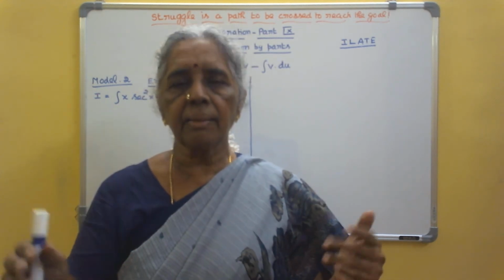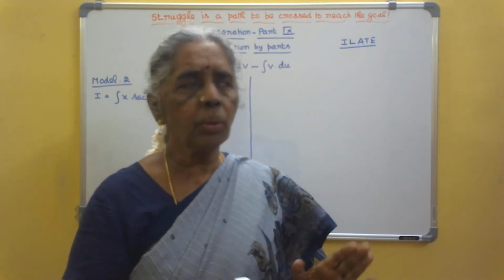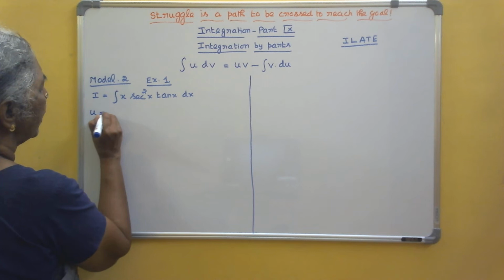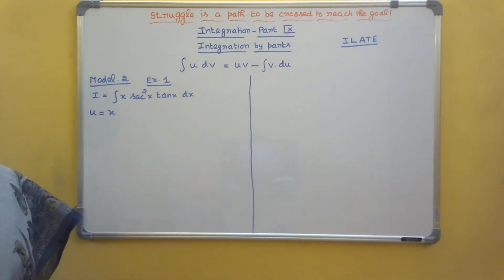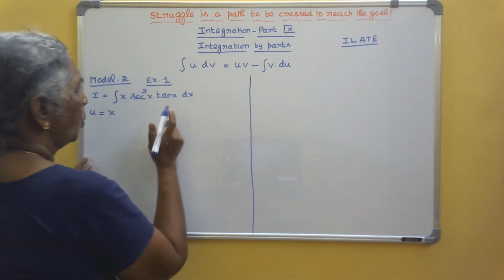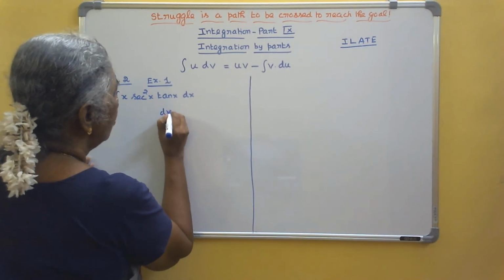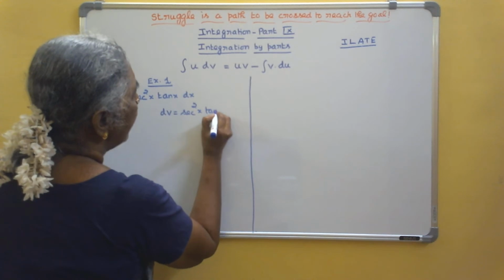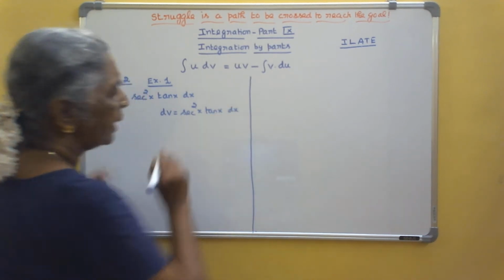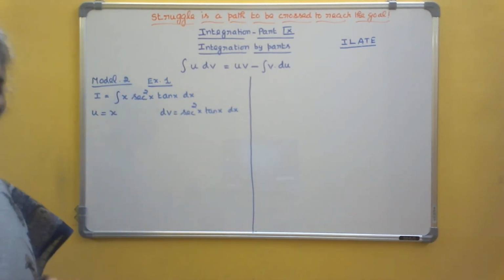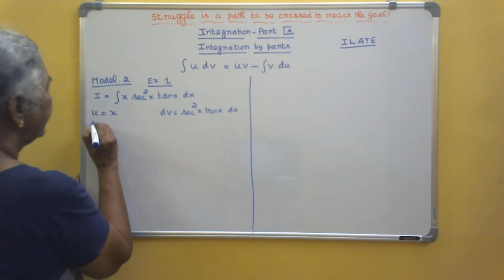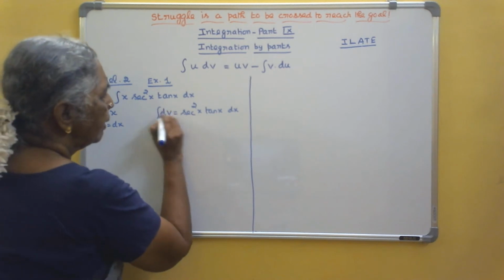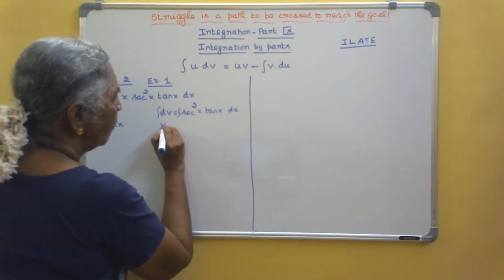That is the integral v du part, okay? So here, for this sum, you are going to take your u as the x, right? Then this total thing is your dv. So the dv is secant squared x tan x dx, right? Now, as usual, differentiate this, you will get du is equal to dx. You integrate this, you will get here v.